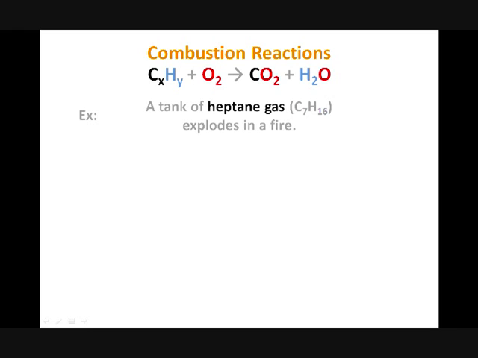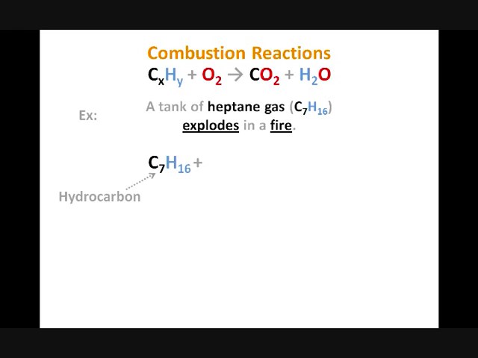Here we have heptane gas in a tank. We also have heptane's chemical formula, C7H16. We also see the words explodes and fire. Okay, sounds like a combustion reaction to me. So let's write out the equation. Heptane is our fuel. That's our hydrocarbon. Its formula is C7H16. We got that from the statement.